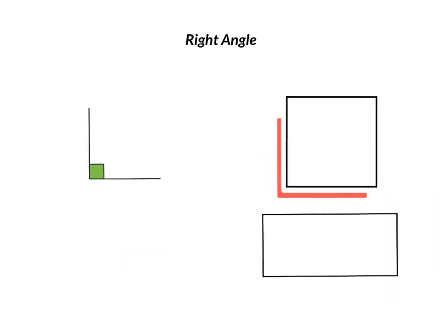If we look at the 2D shapes that feature to the right, the square and the rectangle, we can see that the square has 4 right angles. We can also see that the rectangle has 4 right angles.